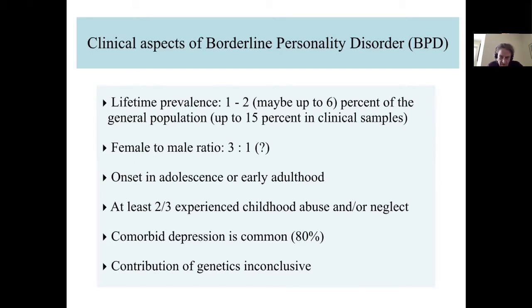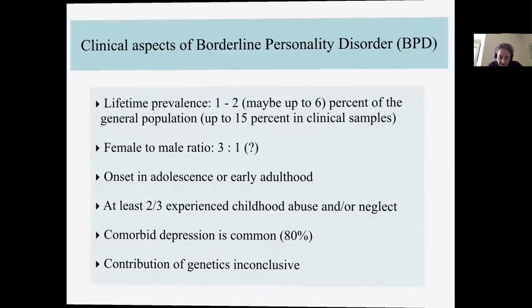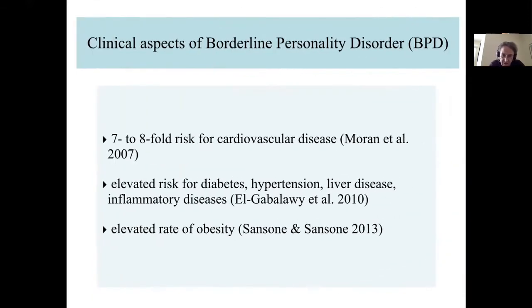Onset is in early adulthood. Childhood abuse is already mentioned, and comorbid depression is common, whereby the genetics of BPD are still kind of inconclusive. But in regard to what I said about life history and poor body maintenance, it's really alarming to look at these figures that, for example, the risk for cardiovascular disease is 7 to 8-fold higher in people with BPD compared to the general population.